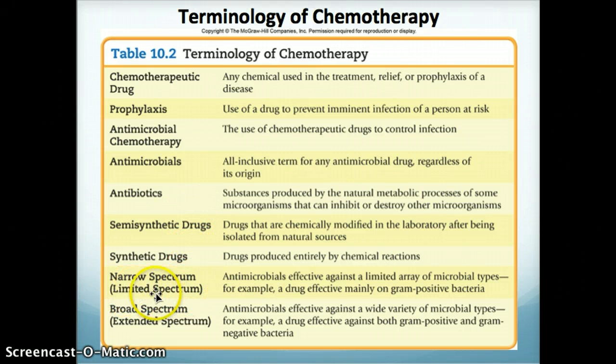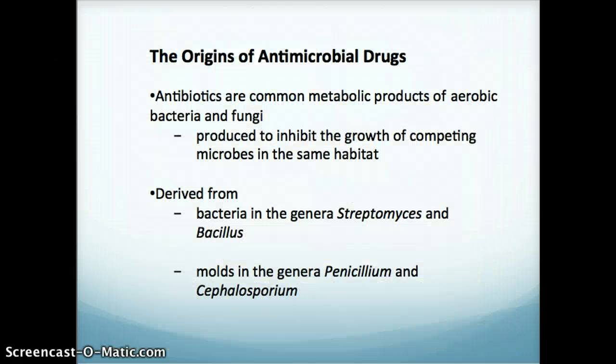Then lastly, narrow spectrum versus broad spectrum are two vocabulary words that I'd like you to really make sure that you know. Narrow spectrum means that it's going to be really effective only against a very small subset of bacteria. For example, it may be a drug that is mainly effective only on gram-positive, whereas a broad spectrum or extended spectrum drug tends to be effective against a wide array of microbial types that could be both gram-positive and gram-negative bacteria. And these are good vocabulary terms to learn. They'll make the chapter easier to understand.